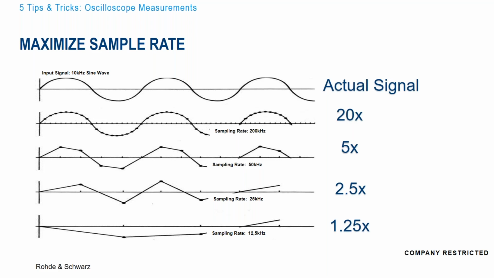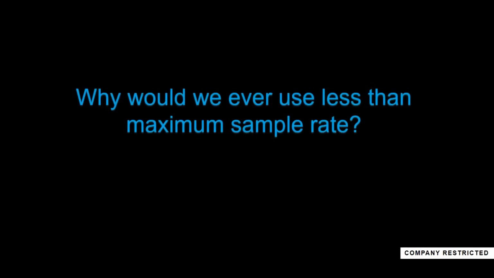So we'll move back over to the scope and show what happens when you don't have enough sample rate at the very end here. But in the meantime, if we've heard sample rate is so important, why would we ever use less than the maximum sample rate? Why would we ever use 2.5x or 5x versus 20x?